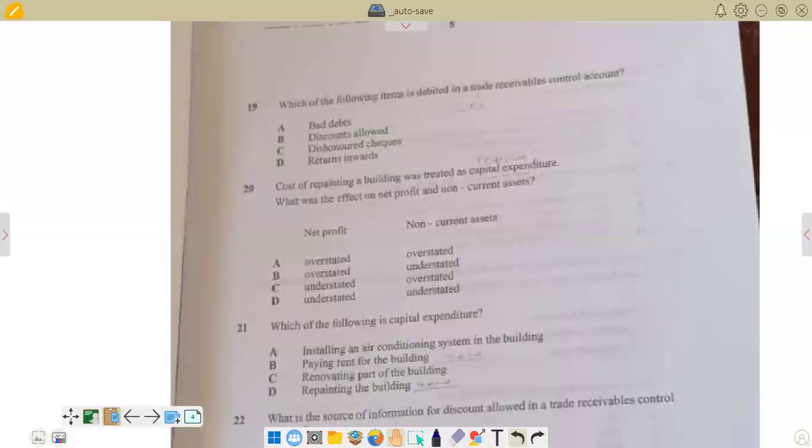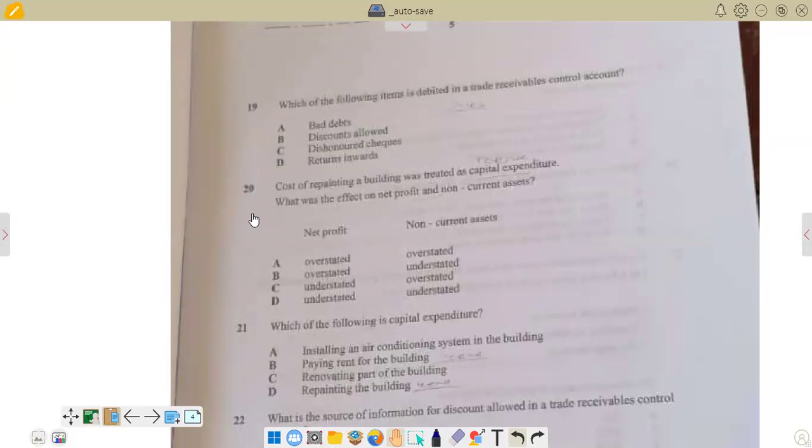Remember, bad debts reduce debtors. Remember, the debtors balance, the trade receivable control, is below on the debit side. So when you have bad debts, we are reducing, so you're going to credit. Discount allowed again is going to reduce the amount that we have for that one.